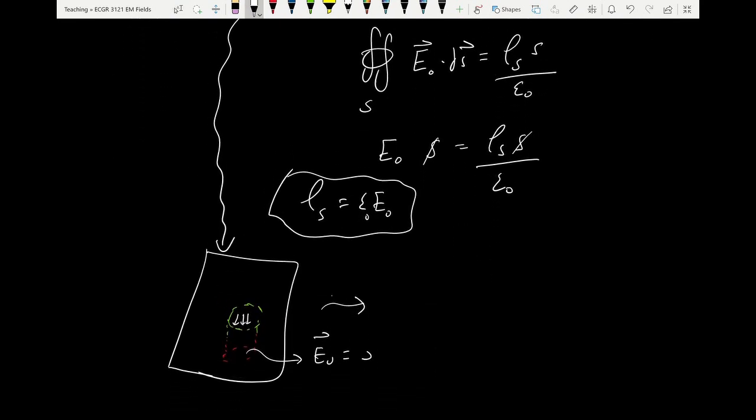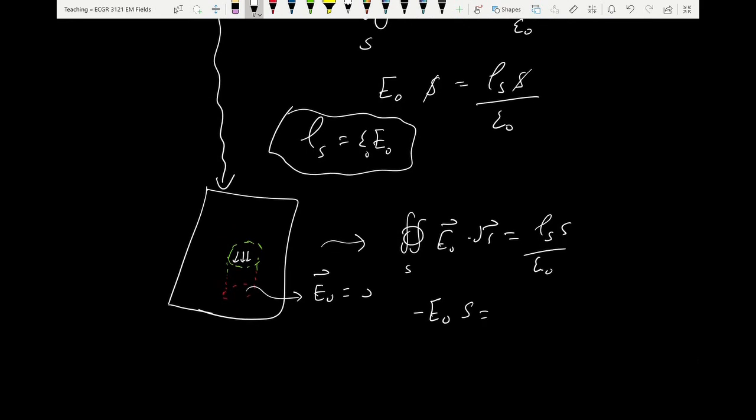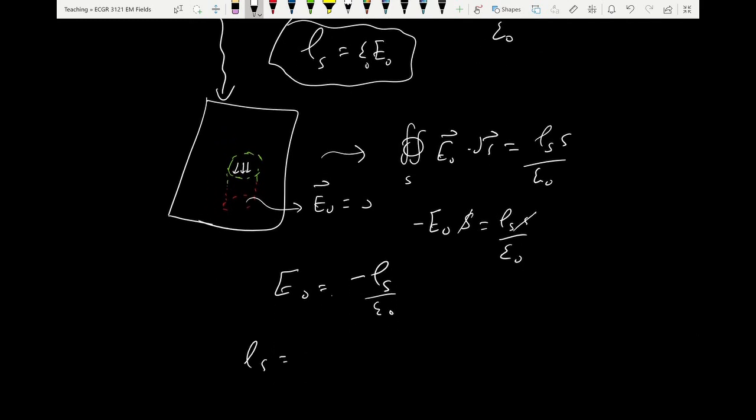So in that case, the integral of E naught dS equals rho S S over epsilon naught. So this equals minus E naught S, because the field now has an opposite direction, equals rho S S over epsilon naught. So E naught should be minus rho S, S cancels with S, over epsilon naught. So rho S equals minus epsilon naught E naught.